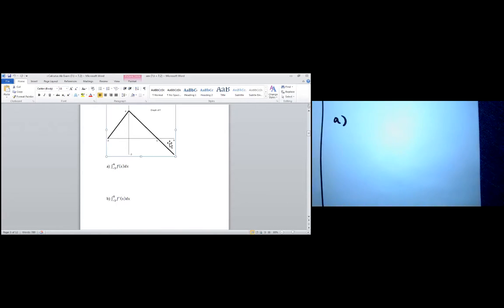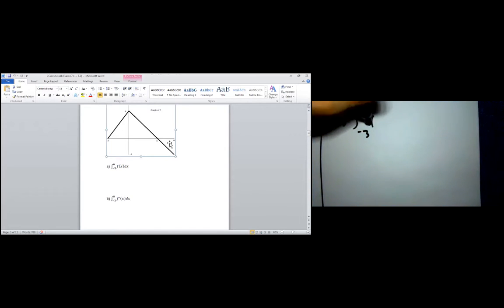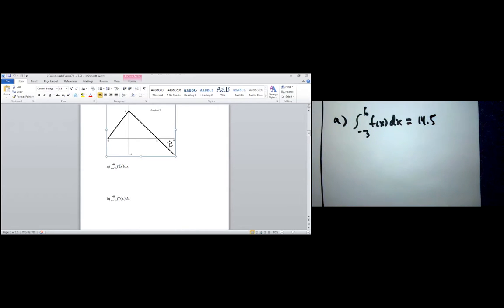-3/2. So the top part is 16, and the bottom one is 3/2. And then if you put all that together, I'm coming up with 14.5. 29/2 means the same thing. So you want to say that the integral from -3 to 6 of f of x dx is equal to 14.5. Again, you could go 29/2, same thing.